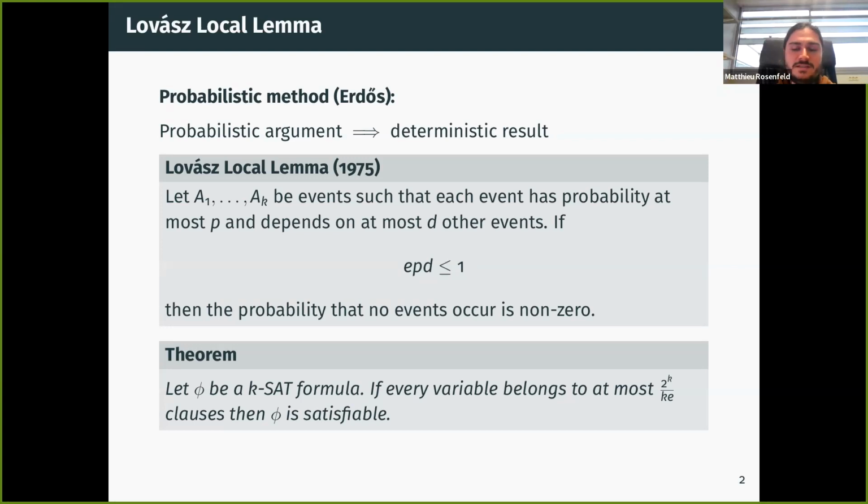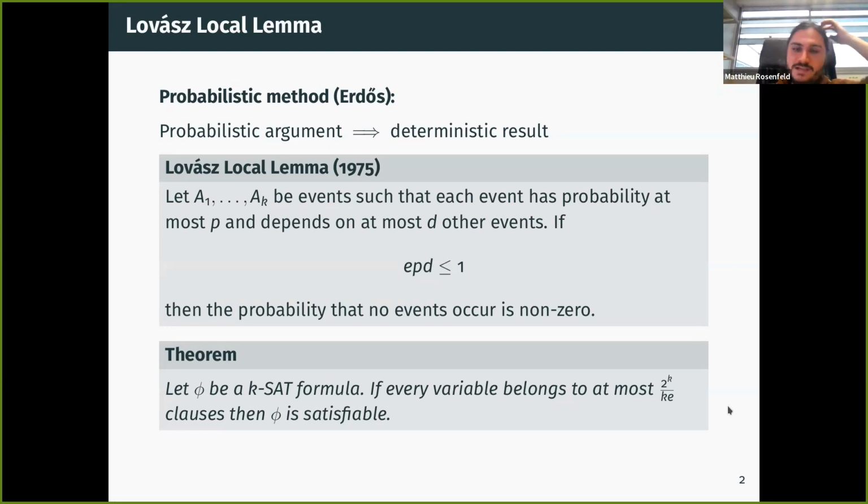If you think about it, it's pretty strong because we have this problem which is known to be really hard: can you satisfy a K-SAT formula? But now you have this pretty simple property to check that tells you the formula is going to be satisfiable. And it actually applies to a quite large collection of formulas.